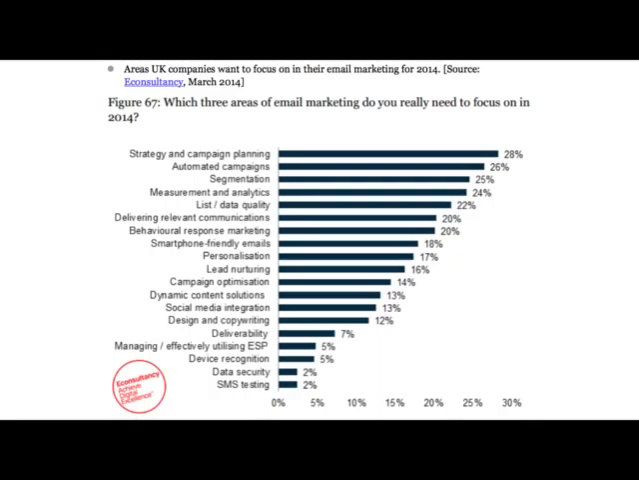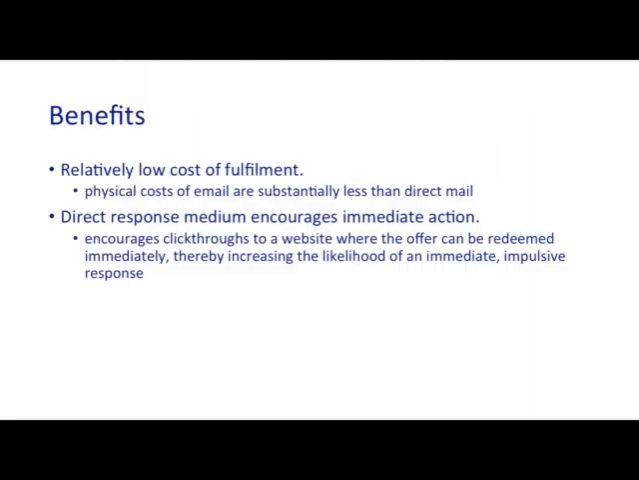So this table here shows the areas UK companies want to focus on with their email marketing. You can see there that most companies are looking at strategy and campaign planning, and 26% of companies are looking at automated campaigns. Segmentation is also important, and measurement and analytics. If you're focusing on those key things with email marketing, then you will see email marketing success.